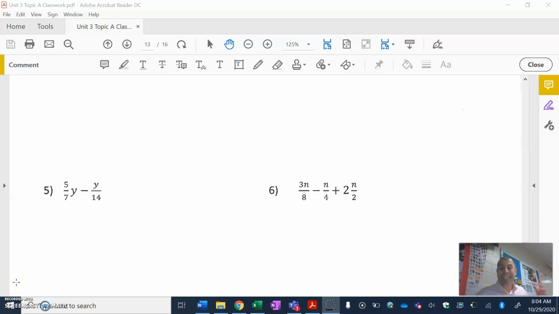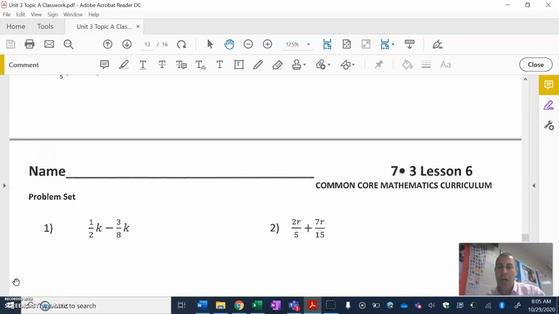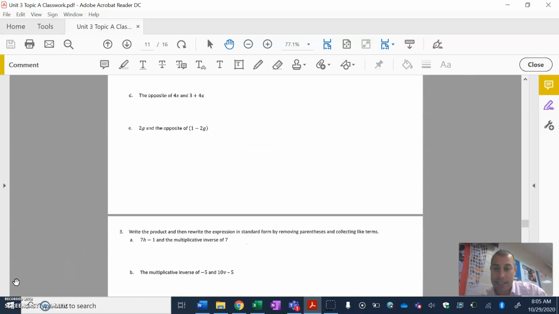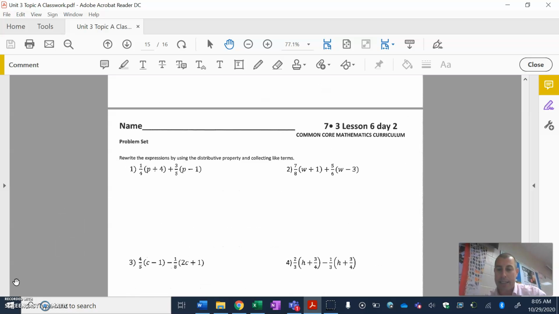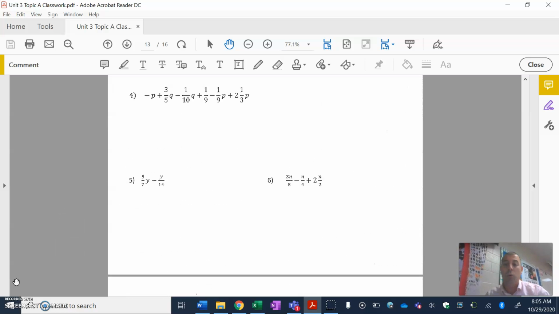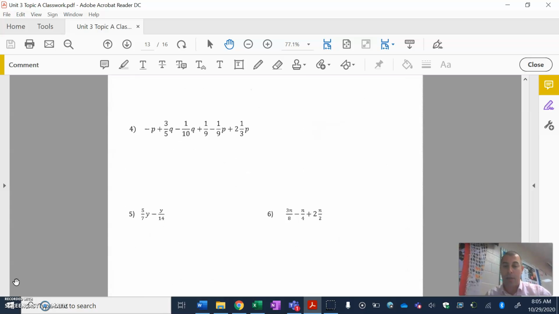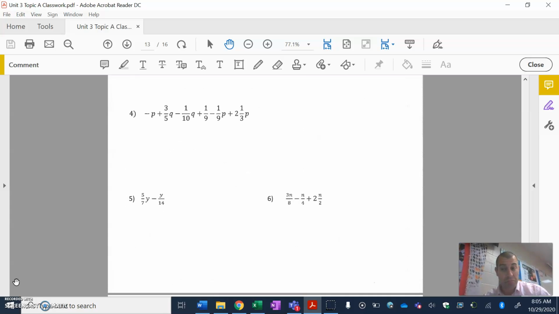Hey everyone, so today is a cleanup day. All right, I know it's a lot that's been going on in these past two lessons. So our focus is on lesson number 6. We've had a lesson 6 day 2 that we've been working on the past 2 days. So I am going to grab a few of these problems and talk you through them.